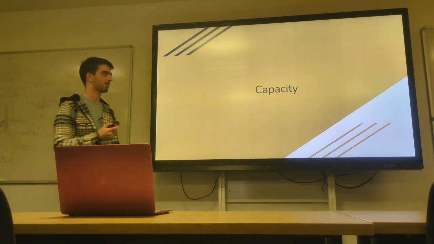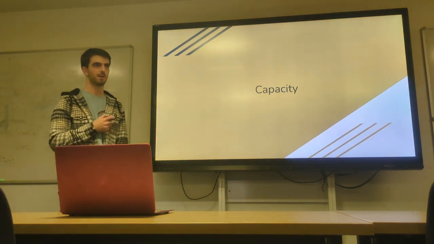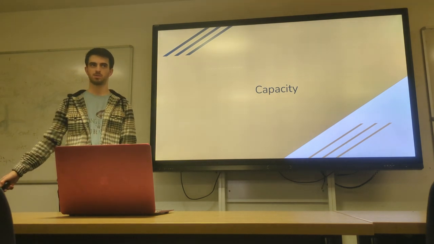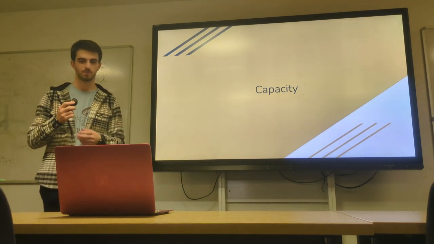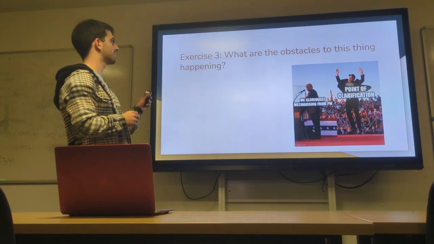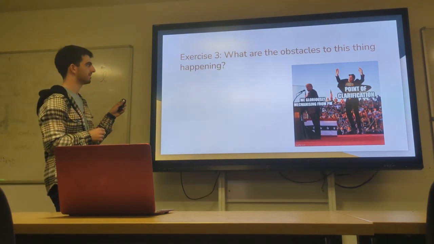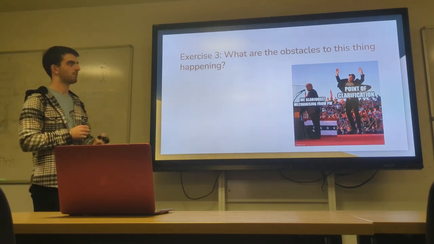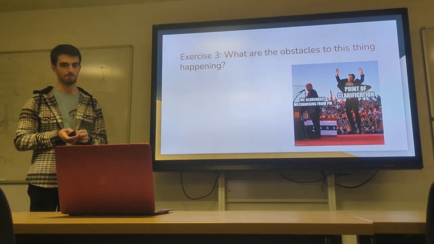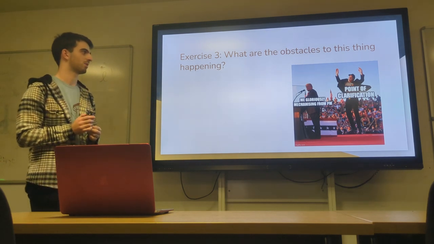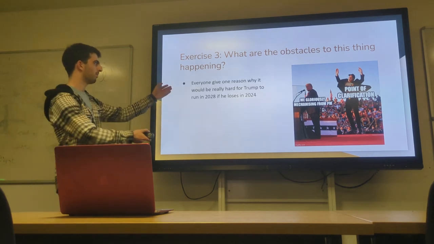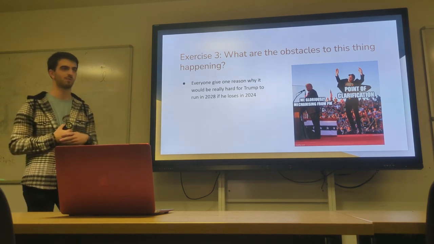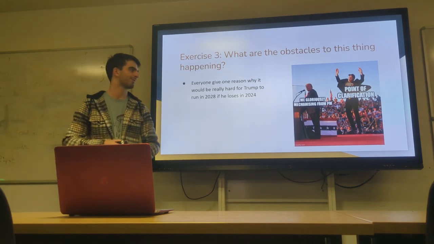Okay, very good. We're going to talk a bit about capacity now. Anything that anyone wants to add before that? Brilliant. Okay, so first things first, we're going to think a little bit about basically what we did with the incentive exercise, and ask yourselves, what are some obstacles to a thing happening? And basically make the same point again, because I think it's an important point. So, what are some reasons why it'd be really hard for Trump to run in 2028 if he loses in 2024? We're just going to go in reverse order. I want everyone to give me one quick reason.